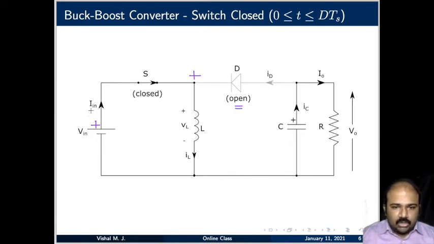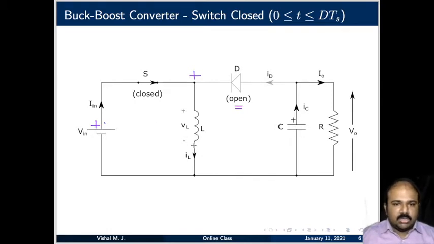Now what happens? You might think the source is short circuited. It's not short circuited. It is connected in parallel to an inductor only, which means the source will not experience a short circuit. Now, how have we done the analysis? We have used volt second balance across the inductor of the circuit. Same thing we will do.